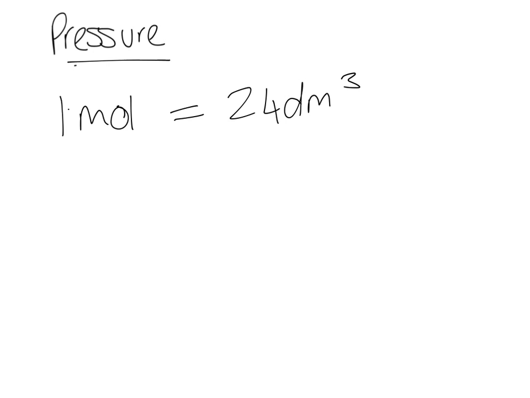Okay, and what we'll do when we get to this calculation is that volume equals n times 24. Basically, that means if I have 2 moles of gas, my volume is going to be 48 decimeters cubed.